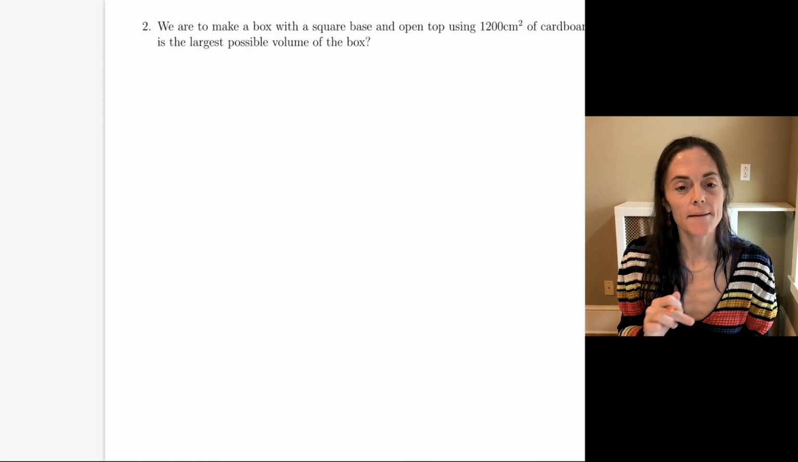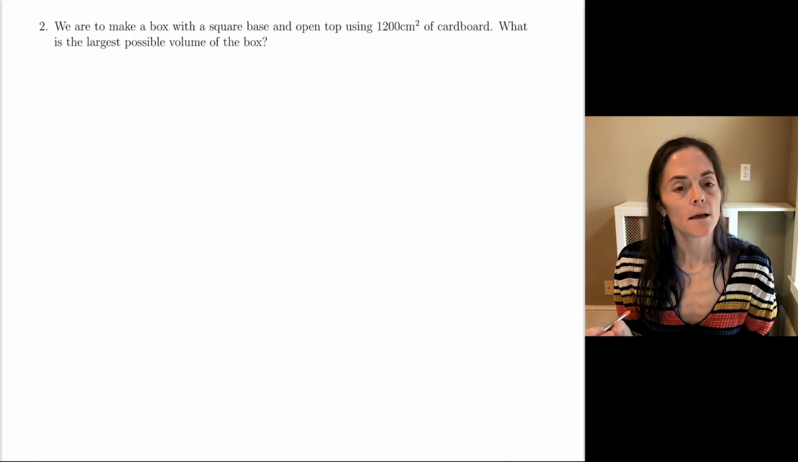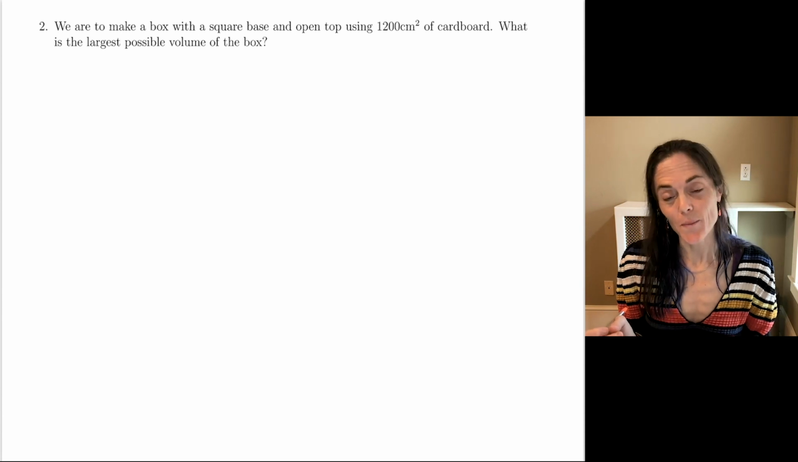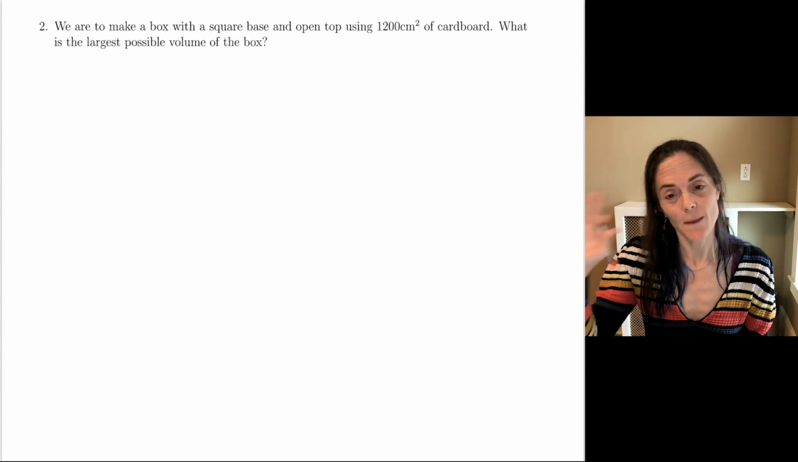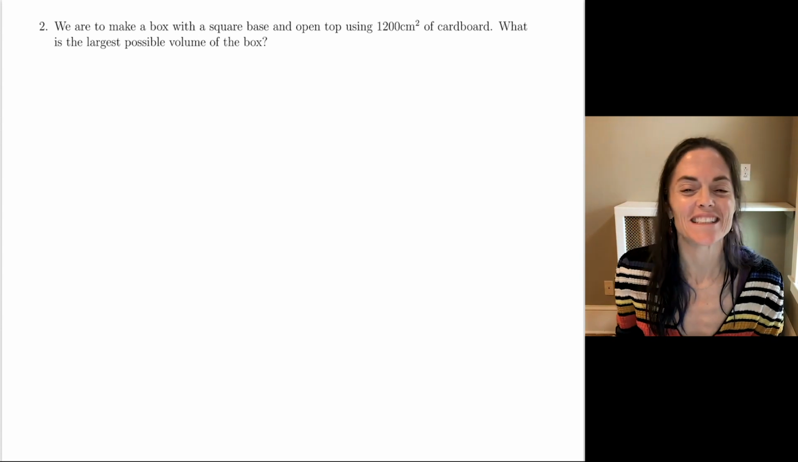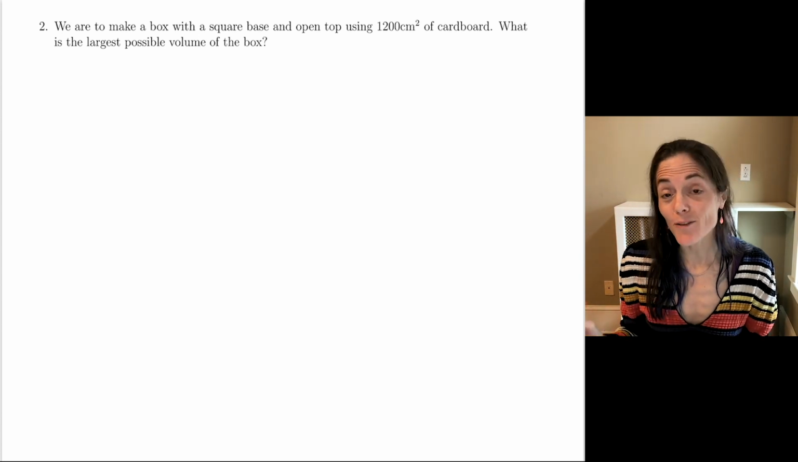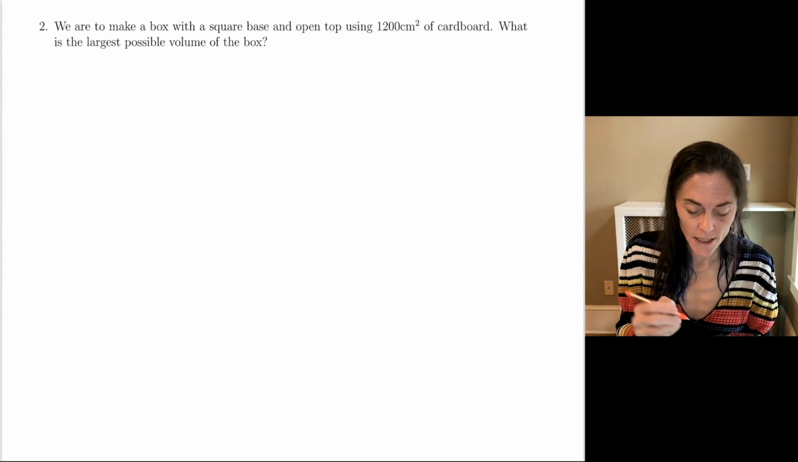Well, let's move on. Next optimization. In this case, we're to make a box with a square base. We're given a fixed amount of cardboard. Oh, and we have an open top. We want the largest possible volume of the box. Well, let's draw a picture.